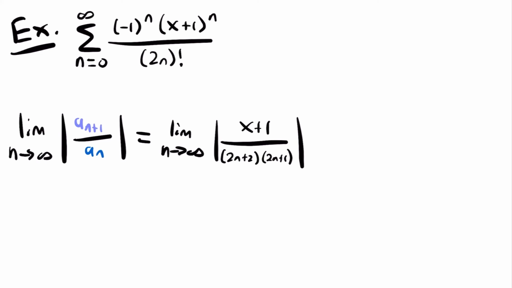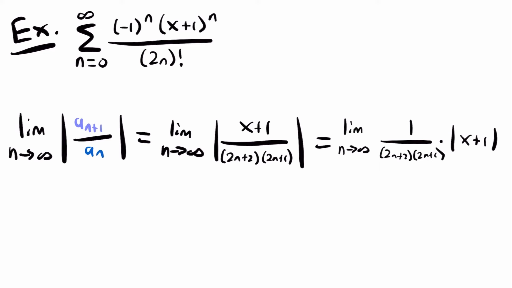And so I'm going to split up this limit to look like this. We'll have the limit as n approaches infinity of 1 divided by 2n plus 2 times 2n plus 1 times the absolute value of x plus 1. Okay, so I just kind of separated both parts. We have our expression with all of our n's, and then we have the absolute value of the part that has x in it.